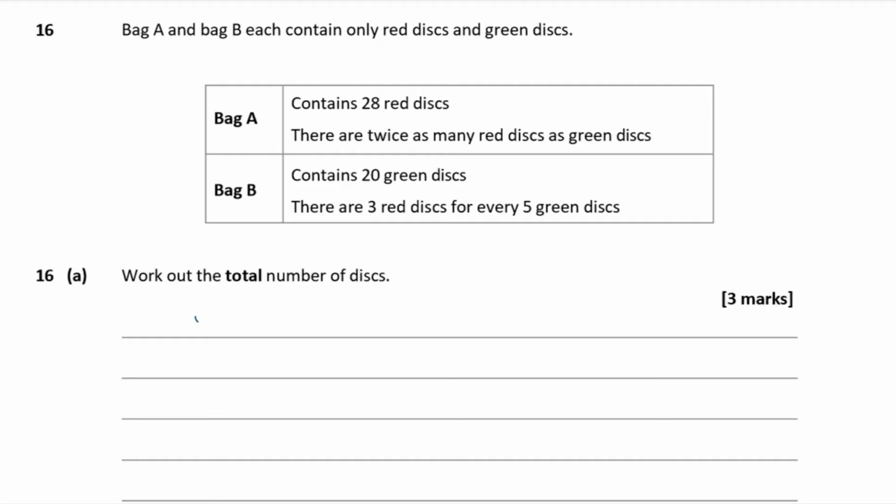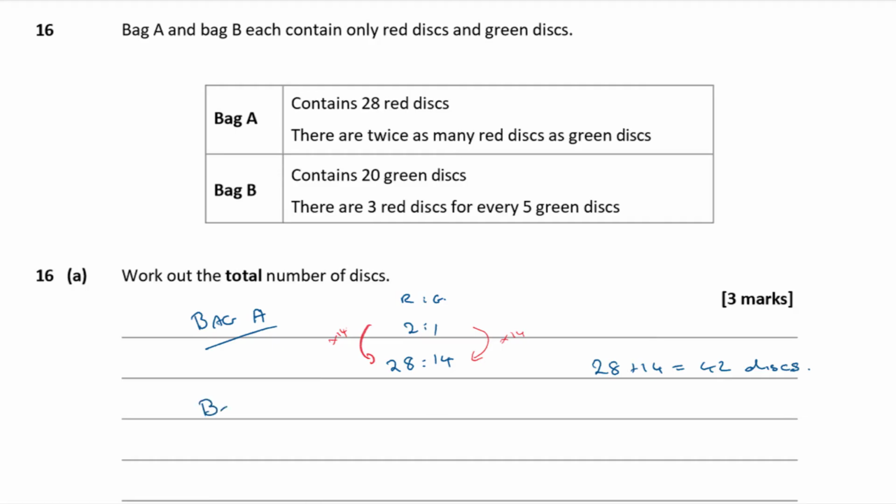So let's just do bag A down here. There's twice as many red discs as green discs, so the ratio of red to green is 2 to 1. Now, if there are 28 red discs, to go from 2 discs to 28 discs, that's multiplying through by 14. If I do the same thing on the other side, times 14, then I can see that I've got 14 green discs. So in bag A altogether, 28 plus 14 equals 42 discs altogether in bag A.